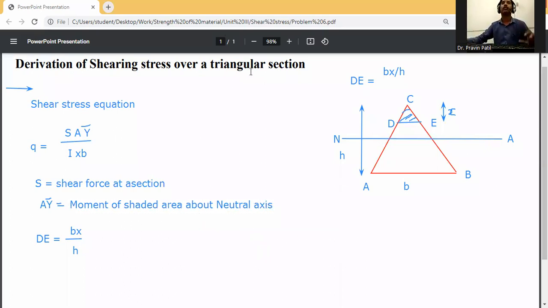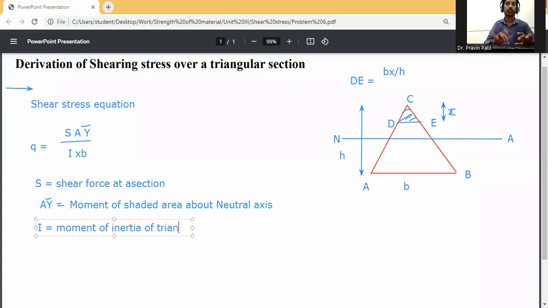And I is the moment of inertia of triangular section. And b is the width of shaded area.